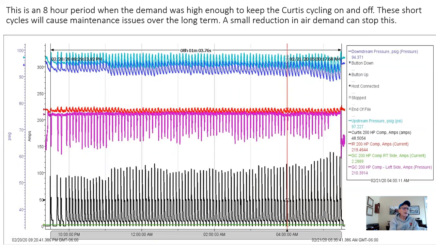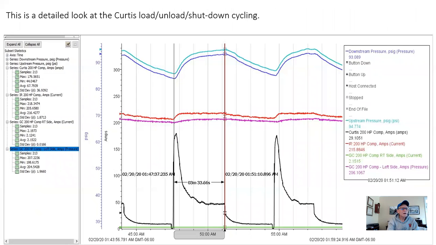Let's see, in this 8-hour period when demand was high enough to keep the Curtis cycling on and off, these short cycles cause maintenance. So you see all that wear and tear on the Curtis. That's just a detailed look. When this thing loads and unloads, it's not terribly long. You can look at this and get in the file a little bit. So from here to here.